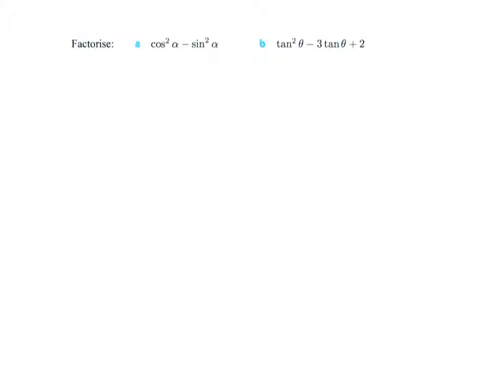Factorize. A, cosine squared alpha minus sine squared alpha. You can think of this again as x squared minus y squared. How does this factor? It's a difference of squares, x minus y and x plus y. So the middle terms will cancel out and you're left with x squared minus y squared. The same logic will happen in here, so you're going to factor it as cosine of alpha minus sine of alpha, and then cosine of alpha plus sine of alpha.